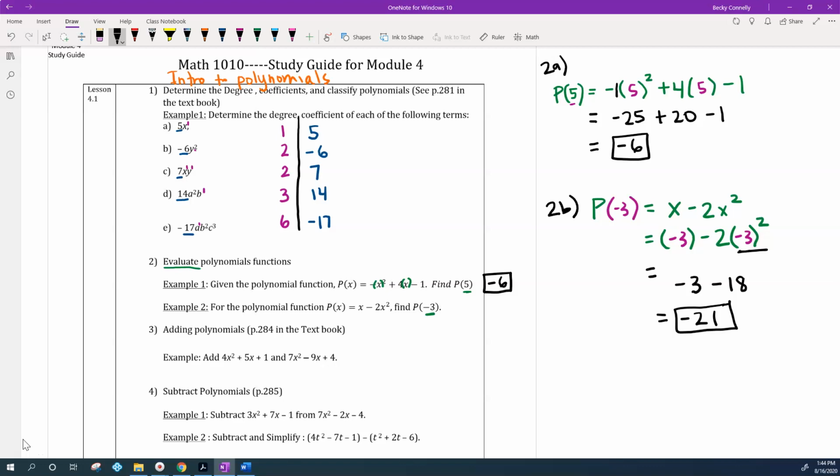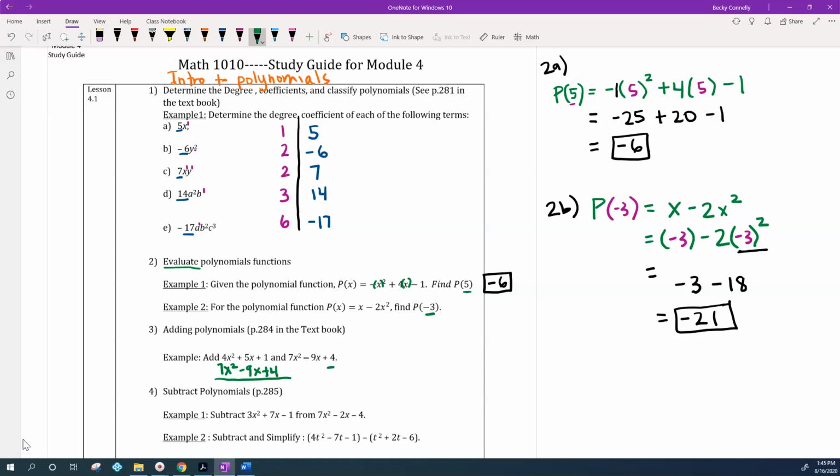All right, on part 3, we're adding these together, and when I'm adding these together, I like to just write them one on top of each other. So I'm going to take this second one that I have here and add it to the first one. So I'm just going to put 7x squared minus 9x plus 4, so that I have these lined up in columns, so I can see that a little bit better.